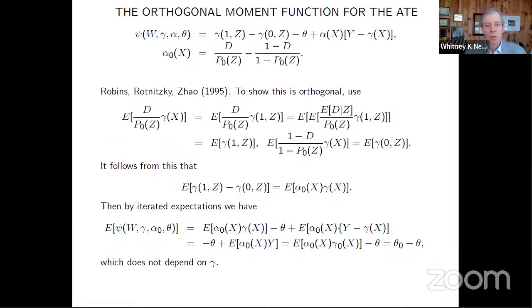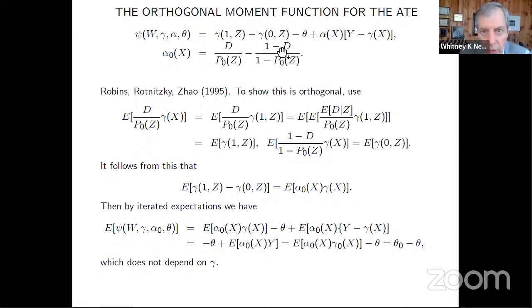So the point of this is once we get there, we can go immediately to the orthogonality. This gives you the orthogonality. So now to get the orthogonality, let's look at the expectation of this orthogonal moment function evaluated at the true alpha naught and any gamma. So here's the orthogonal moment function up here. We're going to take the expectation of this. That's the first term. And we just saw here that for any gamma, the expectation of this is the expectation of alpha naught times gamma. So there it is, expectation of alpha naught gamma right there.